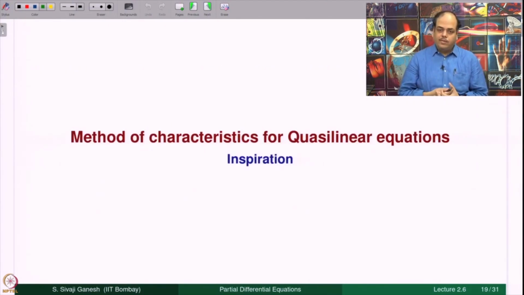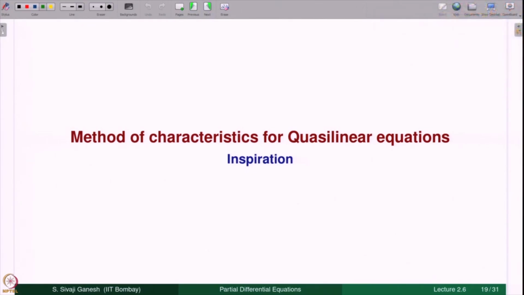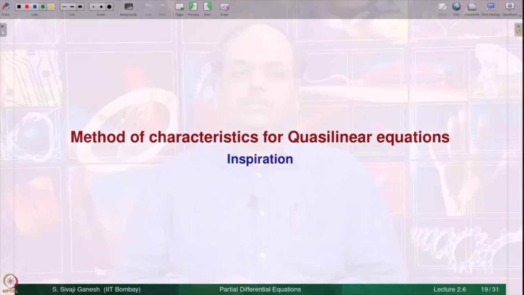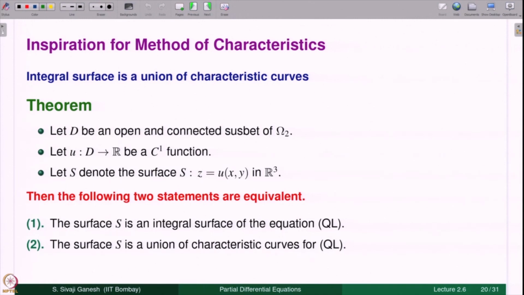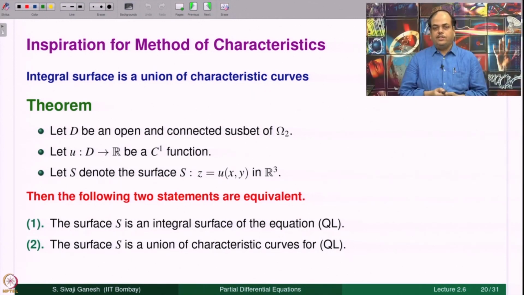Now let us discuss the method of characteristics for quasi-linear equations. First we start with an inspiration for this method. What inspired this method? Of course, it is no secret, because we just saw one theorem at the beginning of today's lecture and even in lecture 2.5. The inspiration is the integral surface as a union of characteristic curves. This is not saying that a union of characteristic curves is automatically an integral surface, it does not say that. It still requires that the surface is given by z equal to u(x,y). We still have to do some work, but as inspiration it works.